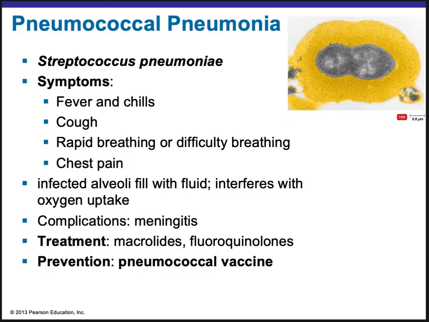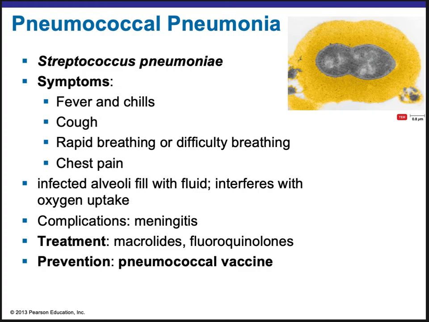So we've talked about Streptococcus pneumoniae a little bit. Fever, chills, cough, rapid breathing, difficulty breathing, chest pain, all symptoms of pneumonia, right? So the alveoli are infected with the Streptococcus pneumoniae, and that causes them to fill with fluid. And this interferes with the ability to exchange gases between the alveoli and the capillaries that wrap around it, right? So that in and of itself is a severe life-threatening disease, right? Pneumonia. But furthermore, you can have complications where it crosses the blood-brain barrier, gets into your central nervous system, and can cause meningitis.